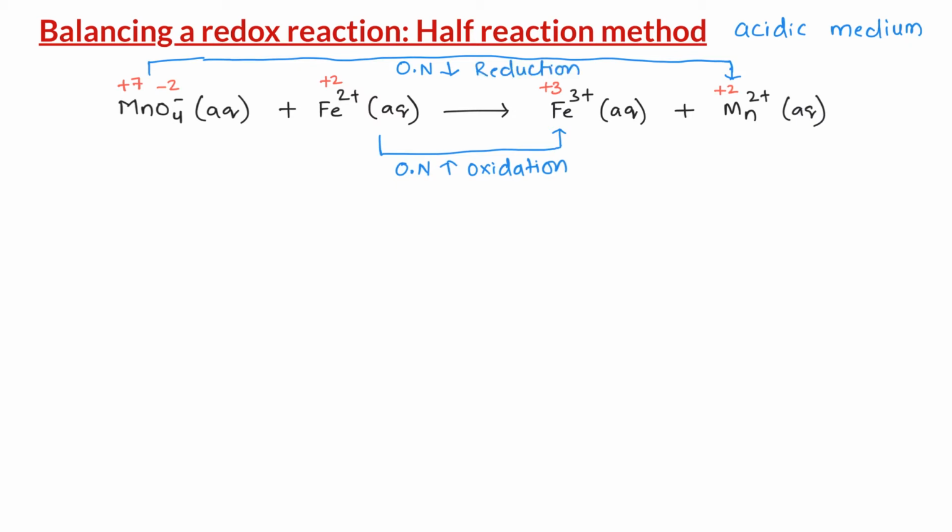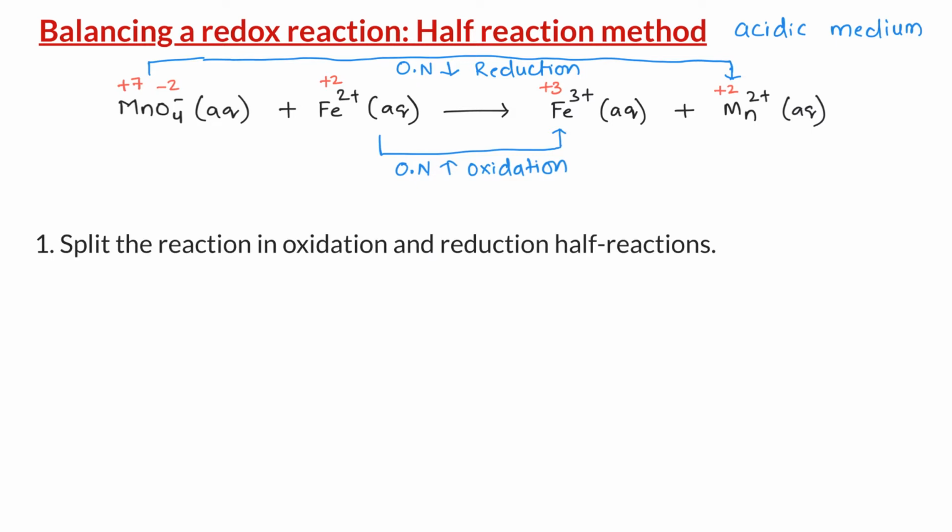Now that we know the details of the redox reaction, let us start the balancing process. The first step is to write the equations for the oxidation and reduction half reactions. That is, we split one redox reaction into oxidation half and reduction half reactions. Iron changing from +2 to +3 is the oxidation half of the reaction, and permanganate ion, that is MnO4-, changing to Mn2+ is the reduction half reaction.